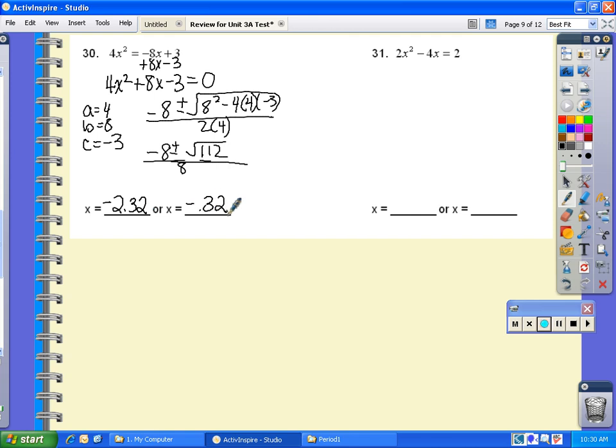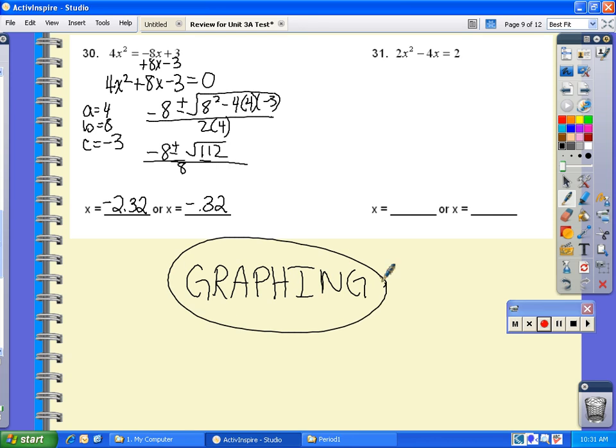Now you can verify all of these by graphing. If you graph all of these quadratics, whether you are factoring or using the quadratic formula, checking them on your graphing calculator to make sure that it intersects the x-axis is always an excellent way to check, and you should be checking all of them using that method of graphing.